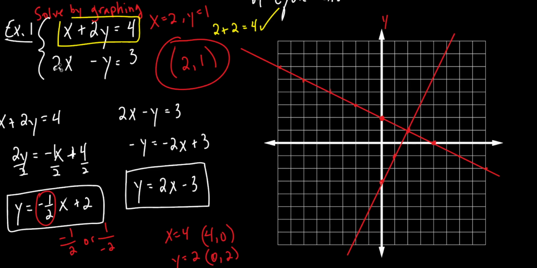Let's check the other equation and see if it works. Put a 2 in for the x. 2 times 2 is 4 minus y, which is 1. Does that equal 3? 4 minus 1 is 3. Yes, it does. It checks. All right, so we can be guaranteed 100% without a shadow of a doubt that that is the answer.